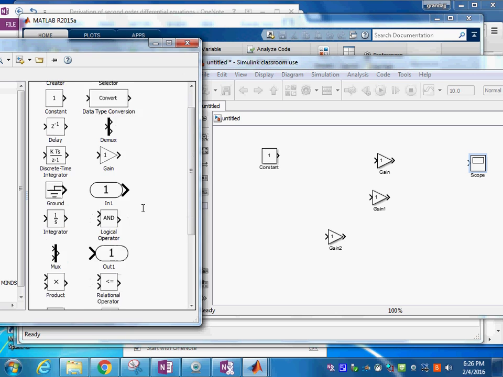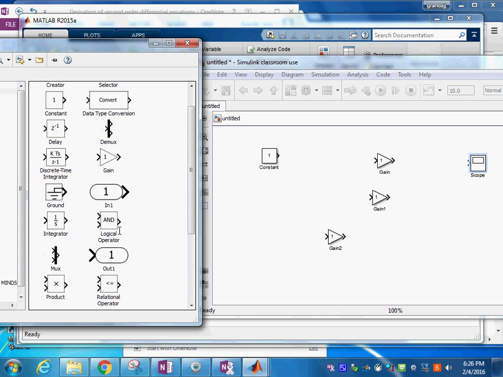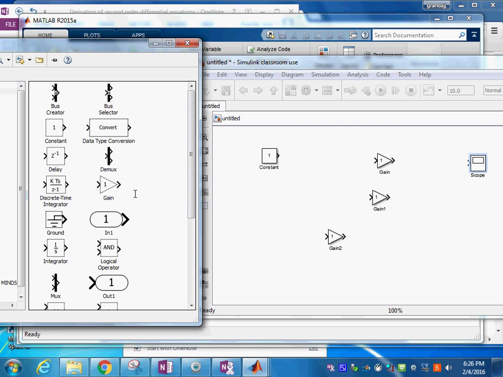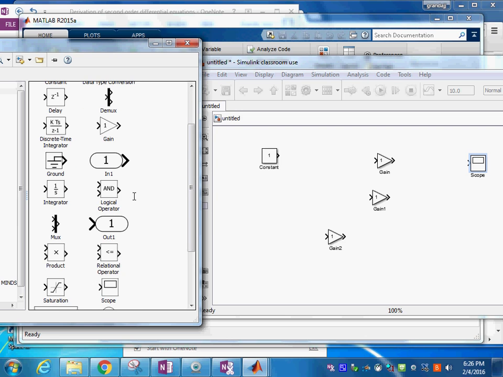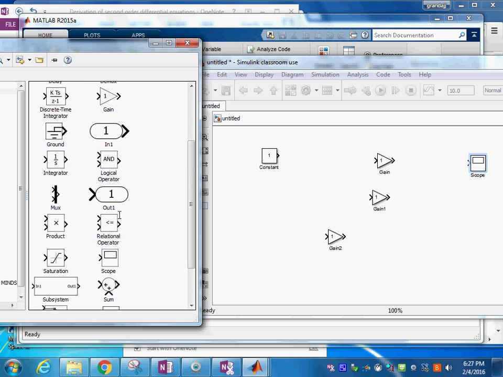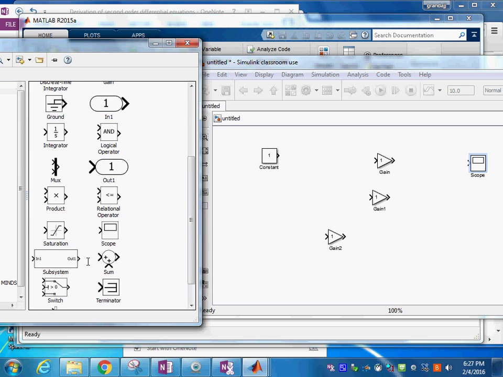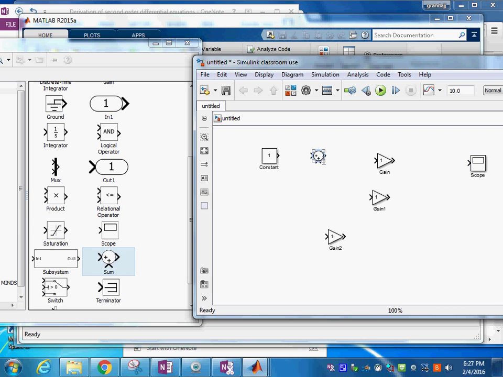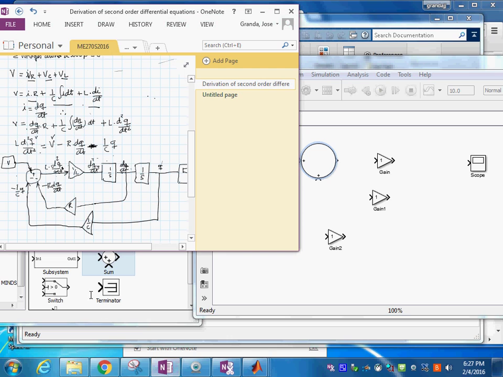Okay, we need the summation point. Where is the summation point? Right there. Right here. And I believe that's about right. So what we need to do on this one, you see, is rename it the way we want it.